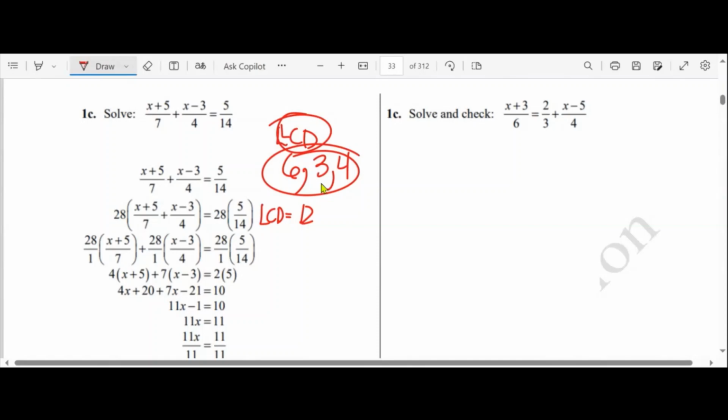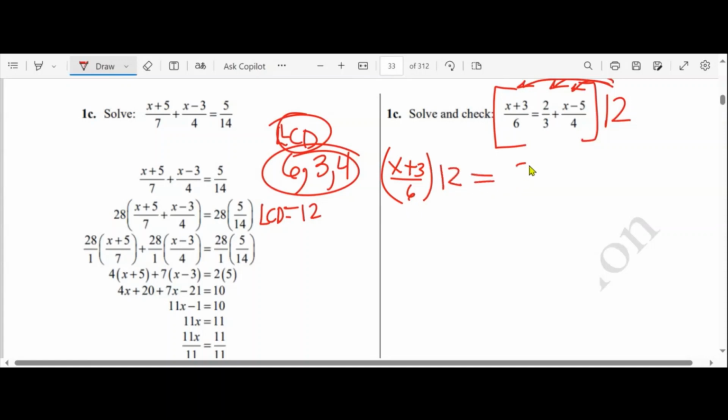Can you do 24? Yes, 24 is good. Right? But I take the small number, which is what? In this case, use 12. So what should I multiply here? 12, right? Distribute the 12 how many times? 3 times. So you're gonna get x plus 3 over 6 times what? 12 equal 2 over 3 times what? 12 plus x minus 5 over 4 times what? 12.